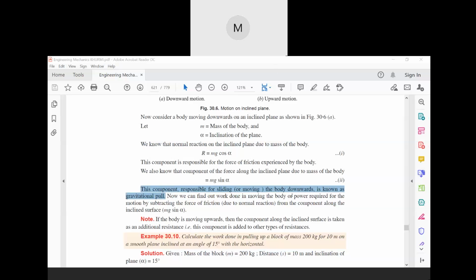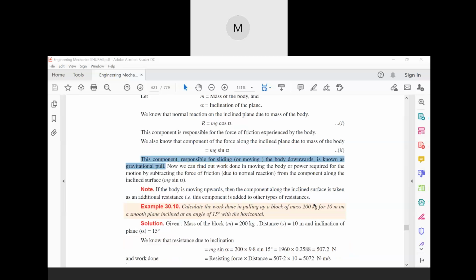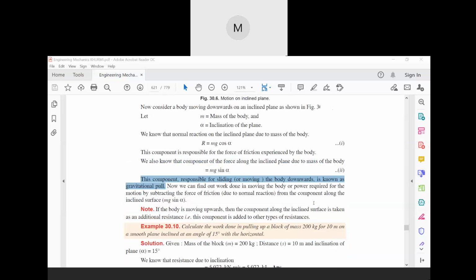So now we can find out the work done in moving the body, or the power required for motion, by subtracting the force of friction due to normal direction from the component along the inclined surface, that means mg sine alpha. So how can we find out the work done in moving the body or the power required for the motion? Subtracting the force of friction due to normal direction from the component along the inclined surface, that means mg sine alpha. So now we'll do one numerical, then you will understand the concepts.